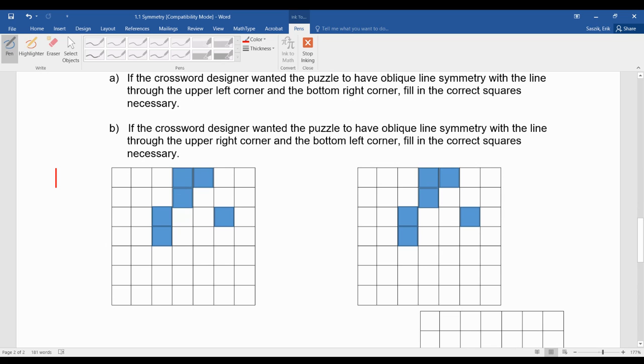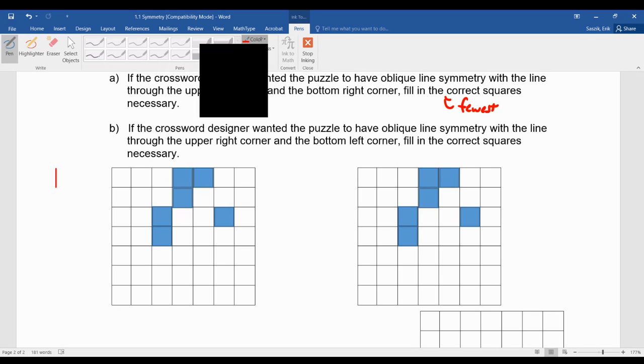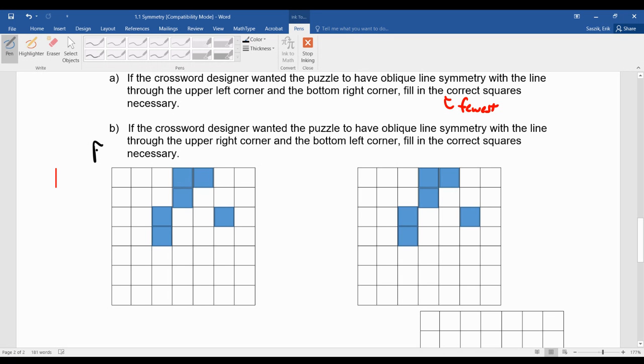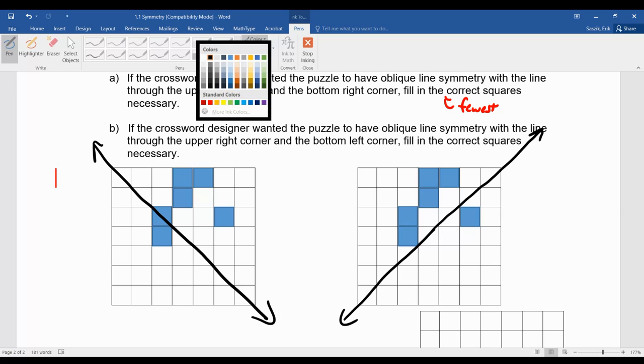Again, you can stop and do this yourself. This one's asking if the crossword designer, blah, blah, blah, fill in the correct squares. Again, it should be fill in the fewest correct squares necessary. So if we were going to be symmetrical around this line here for this one, and this line here for that one, where am I going to color in?